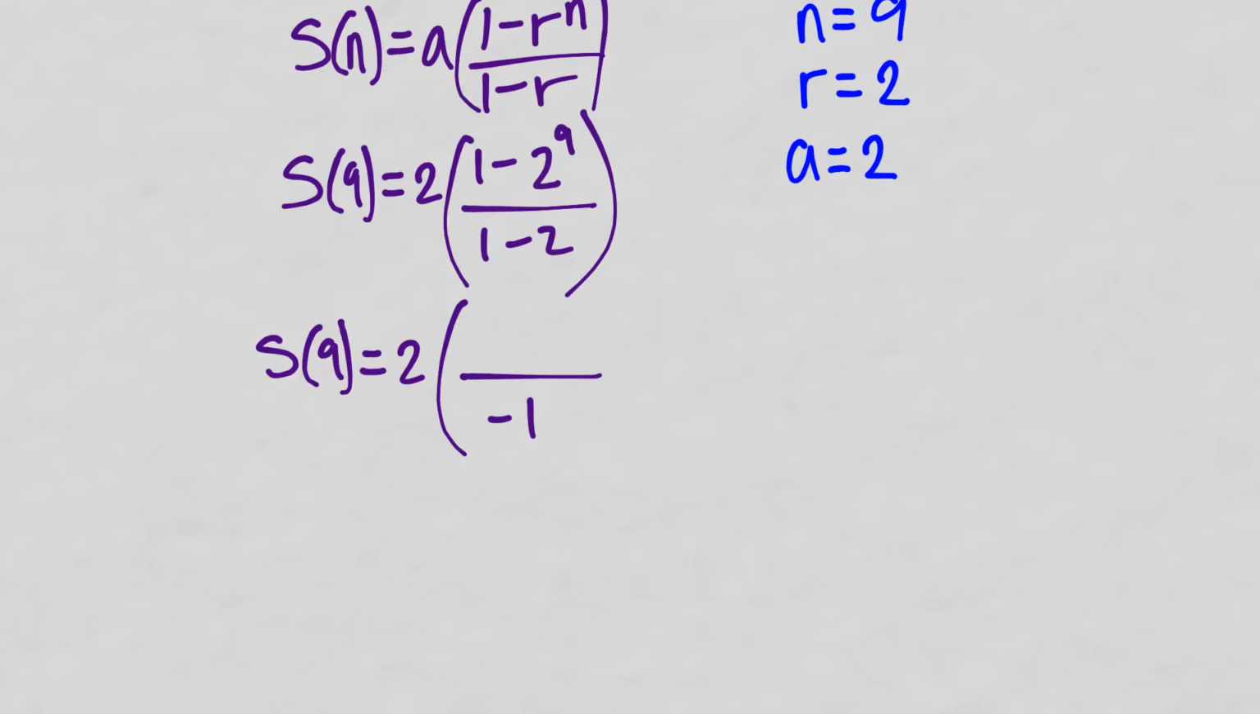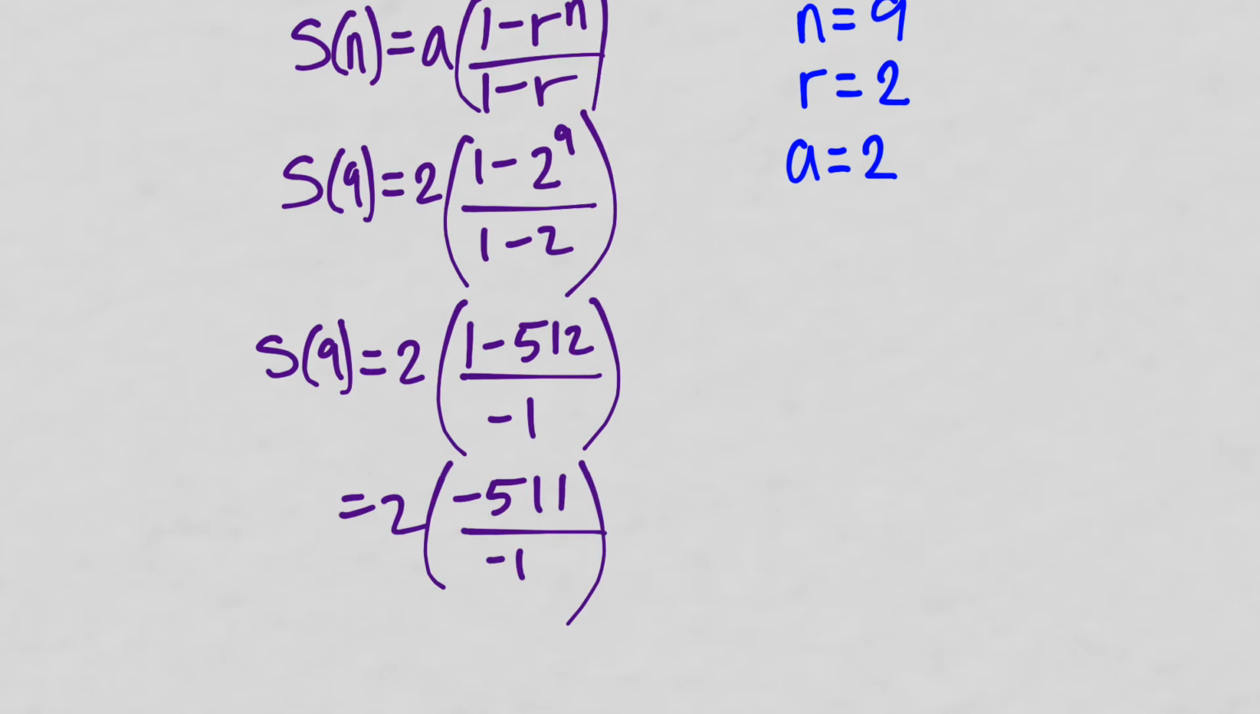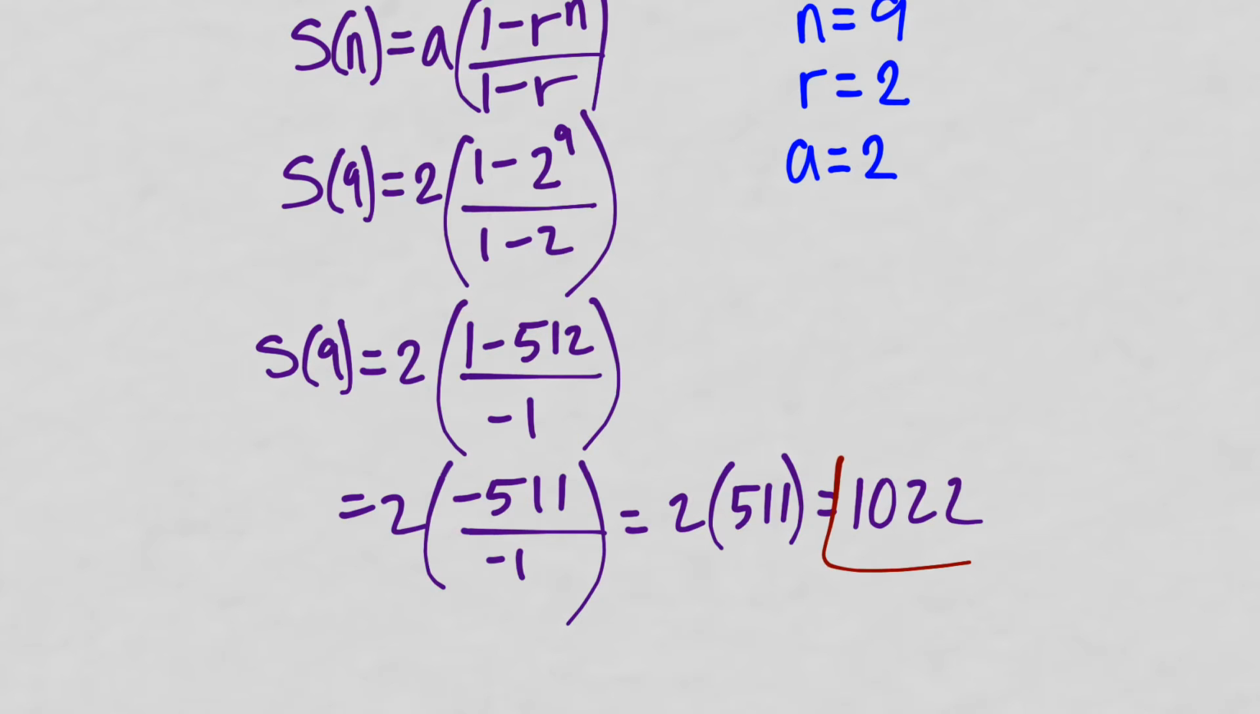So 1 minus 512 in the numerator. That means 2 times negative 511 over negative 1. And so that's positive 511, right? Times 2 is 1022. There you go. That's your final sum.